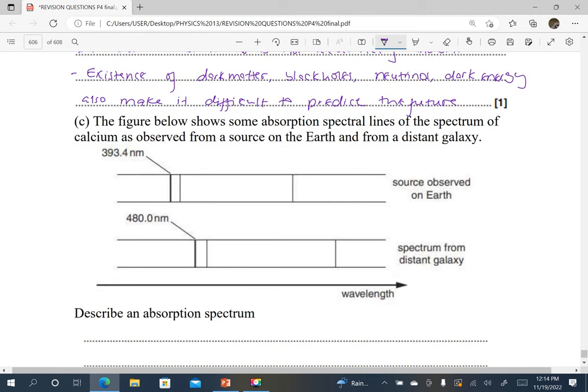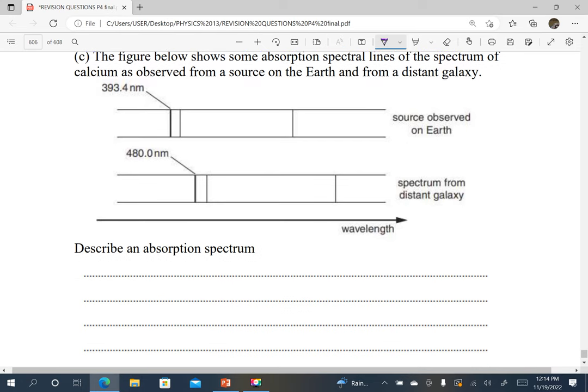The figure below shows some absorption spectral lines of the spectrum of calcium as observed from a source on the Earth and from a distant galaxy. Describe an absorption spectrum. Of course, an absorption spectrum is dark lines observed on a bright background of a continuous spectrum.